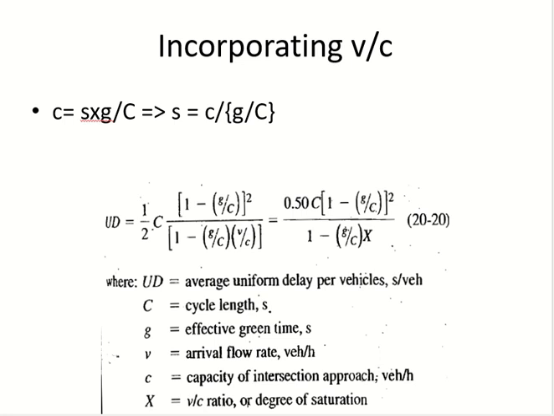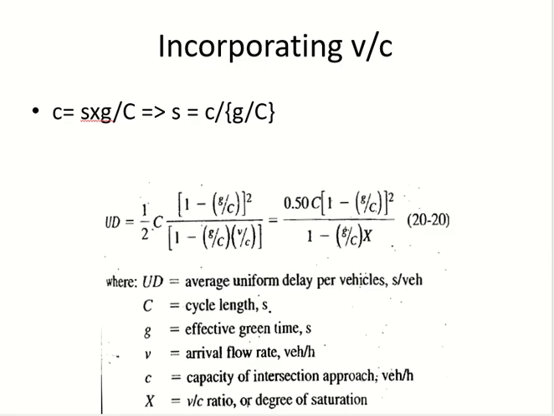In this final equation, I have the V by C ratio. If you go to the equation for delay, you will see V by C ratio is represented by X. Got it? Clear? Any questions? So this is the final equation for uniform delay.